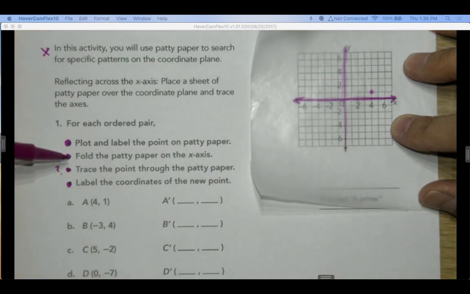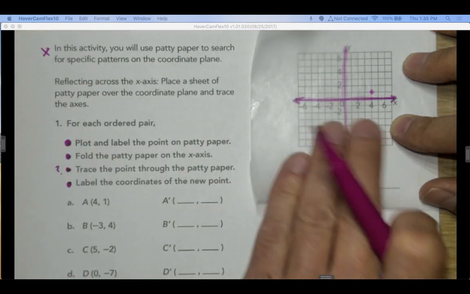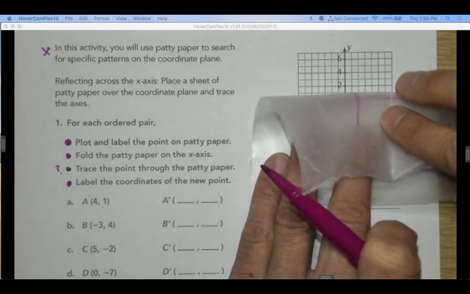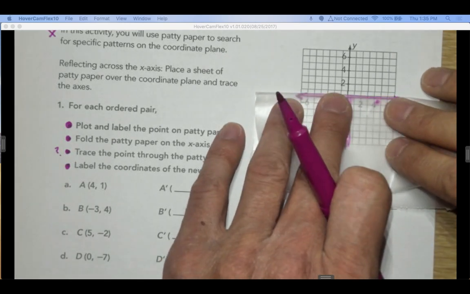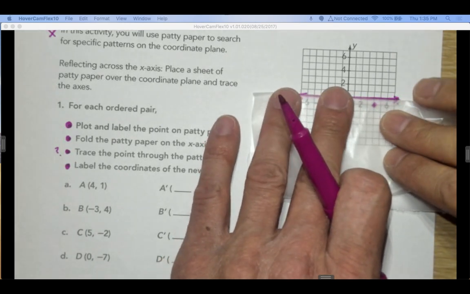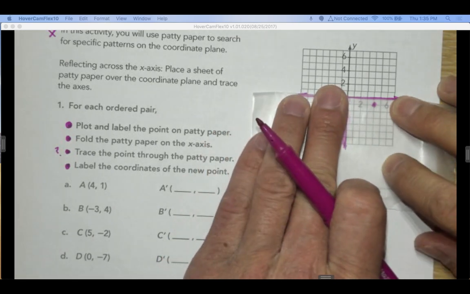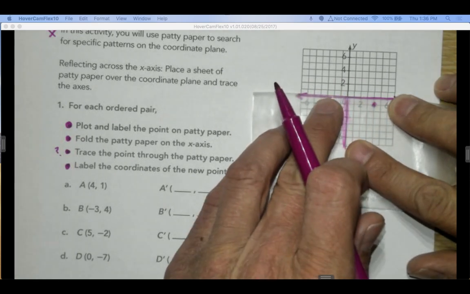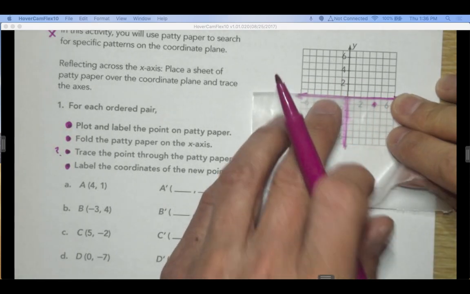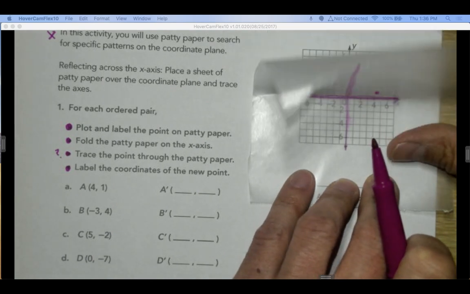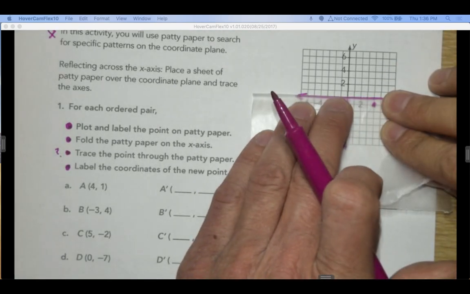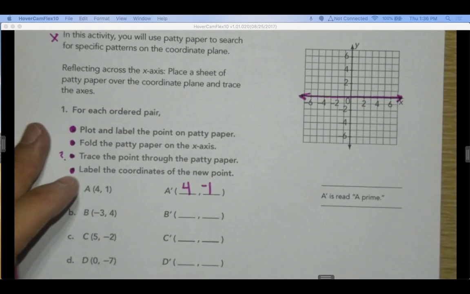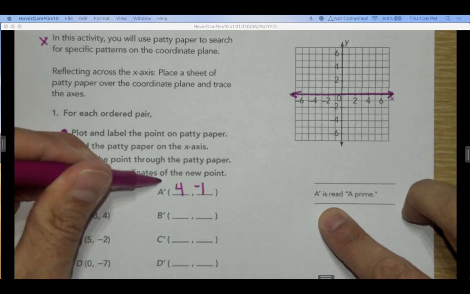Okay. Then it says fold the patty paper on the x-axis. Well, the x-axis is the one that says x on it. So we fold it over there as best as we can, which is trickier than you'd think. And so it's right about there because that's 4 and that's 1. And now trace the point through the patty paper. Well, I can see where it is. Instead of being 4, 1, now it is 4, negative 1. And so that's what I'm going to write down. 4, negative 1.